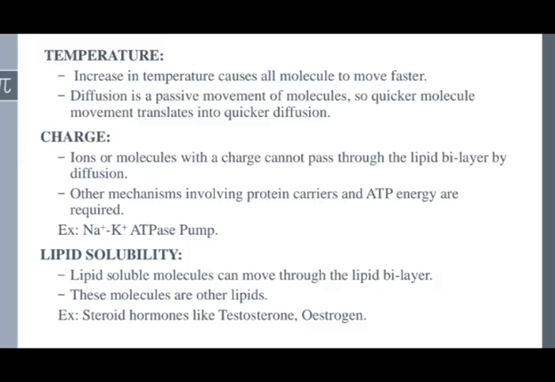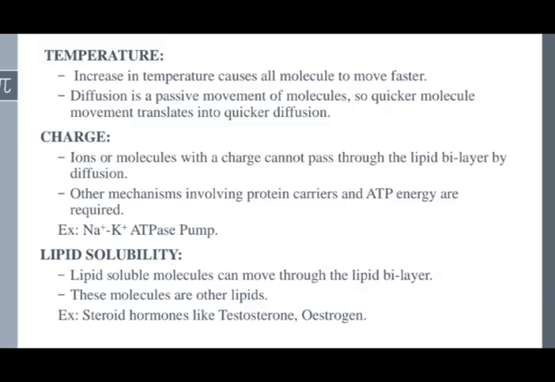Charge: ions or molecules with a charge cannot pass through the lipid bilayer by diffusion. Other mechanisms involving protein carriers and ATP energy are required. Example: the sodium-potassium ATPase pump.